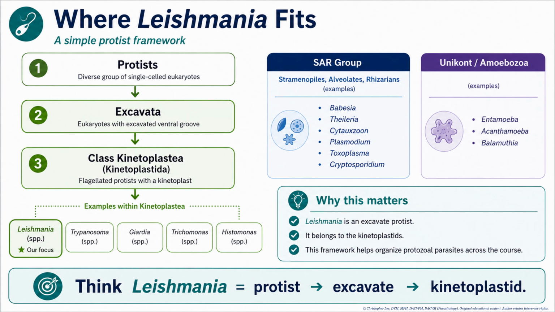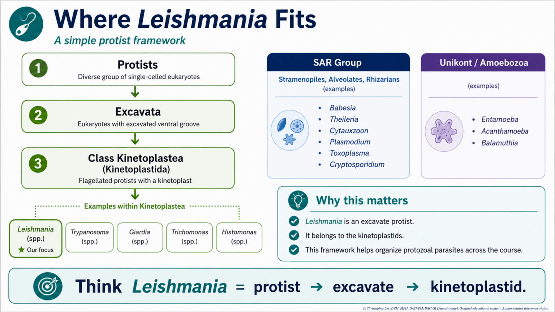Let's zoom out a bit and highlight where Leishmania lives in taxonomy. Leishmania is not a random parasite name floating in isolation. It is a protist. More specifically, it's an excavate. And within the excavates, it belongs to the kinetoplastids. Apicomplexans, such as Plasmodium, Babesia, Toxoplasma, and Cryptosporidium, live in a different part of the protist framework. Amoebae, such as Entamoeba, Acanthamoeba, and Balamuthia, are different again.